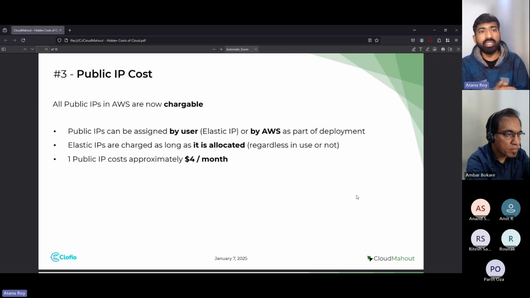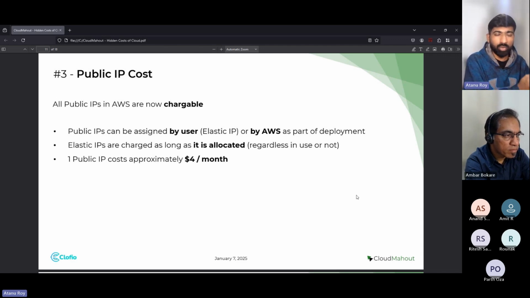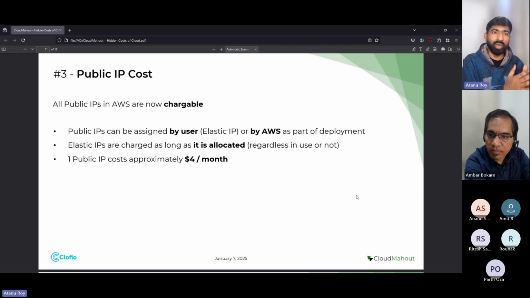Another aspect of this is the elastic IPs, right? Generally you are allocated a dedicated static IP for your use. The problem with elastic IP is that you are paying for elastic IPs regardless of whether they are used or idle. So if you have allocated a lot of elastic IPs and you are really not using them, you had better release them, because even if they are not associated with a particular instance, you still keep paying for them. Even though the charge is very small, it's only $4 a month, if you are running hundreds of EC2s and ECS clusters, this is one area where you can save a little bit of money.